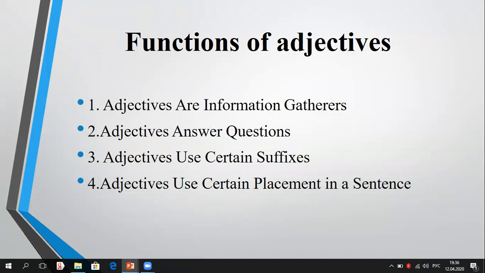Functions of adjectives. Here I have found 4 functions of adjectives. The first function is adjectives are information gatherers. Number 2, adjectives answer questions. The third function is adjectives use certain suffixes. And the last one, adjectives use certain placement in a sentence. Now let's look through each of these functions. The first function.